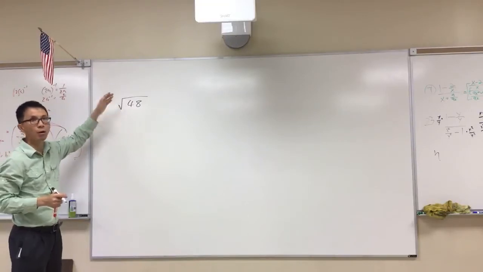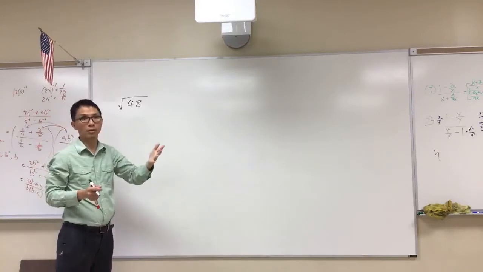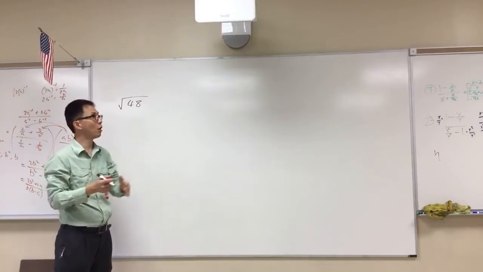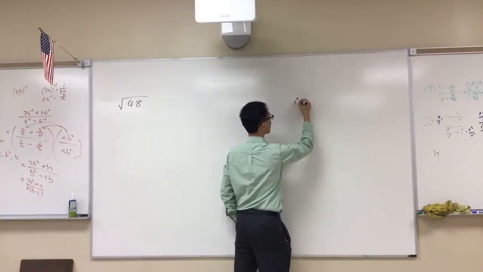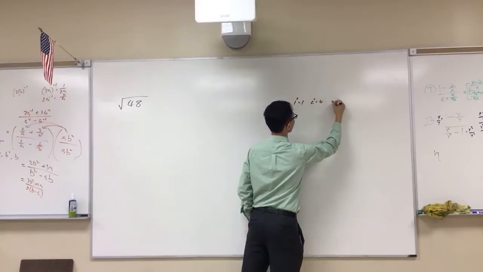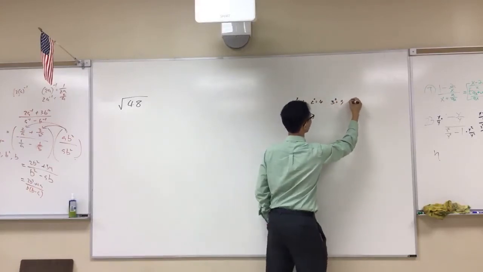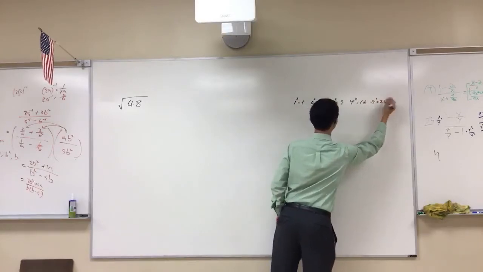So let's talk about what's an advanced way, what's a slow way, and what is the most efficient way for you, because I'm going to teach you all the ways. So you have to know all the numbers. 1 squared is equal to 1, 2 squared is equal to 4, 3 squared is equal to 9, 4 squared is equal to 16, 5 squared is equal to 25. You guys know all of those.